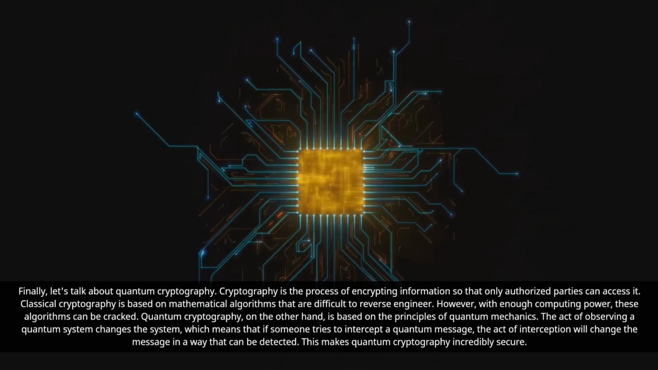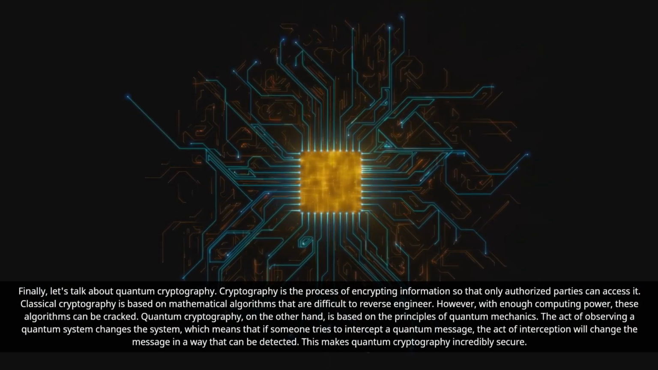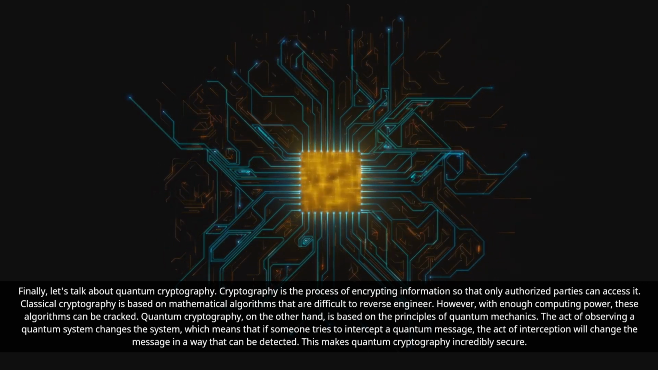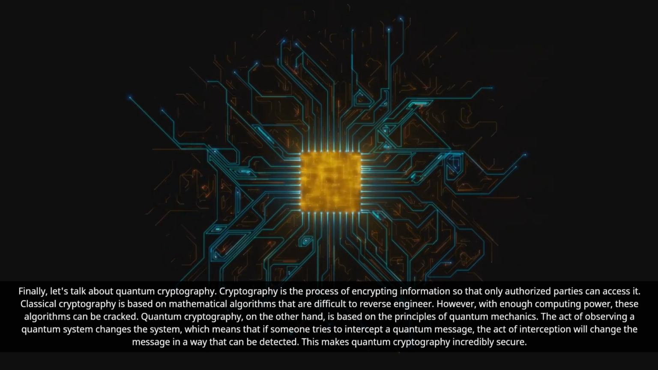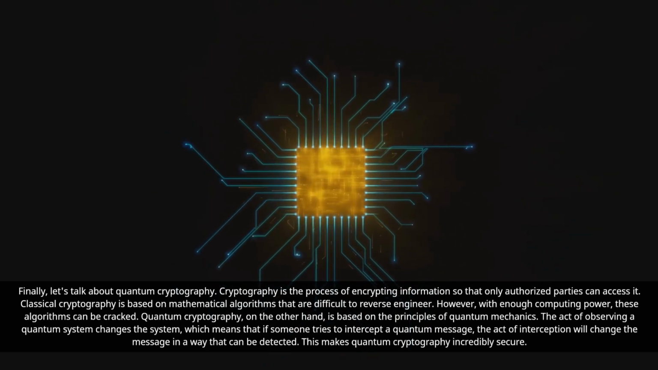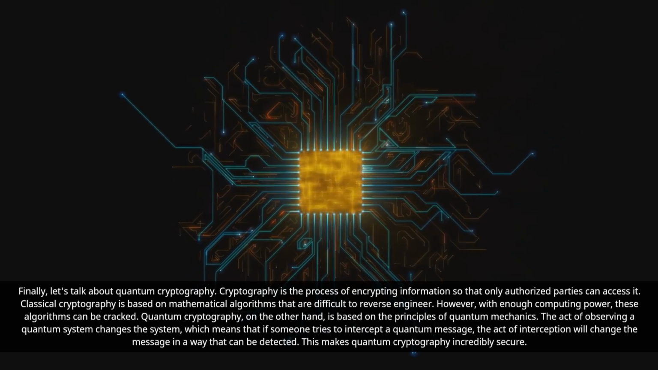Quantum cryptography, on the other hand, is based on the principles of quantum mechanics. The act of observing a quantum system changes the system, which means that if someone tries to intercept a quantum message, the act of interception will change the message in a way that can be detected. This makes quantum cryptography incredibly secure.